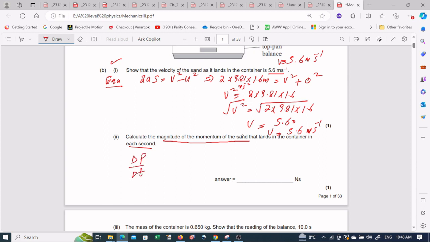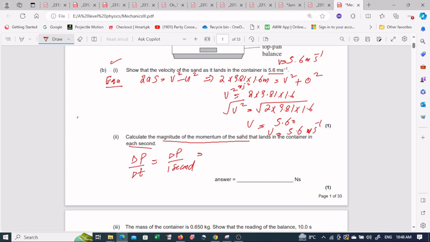We need to find the rate of change of momentum, or we can say the momentum per second, if time is 1 second. So first of all, I explain the equation. As we know, the rate of change of momentum is equal to the applied force.